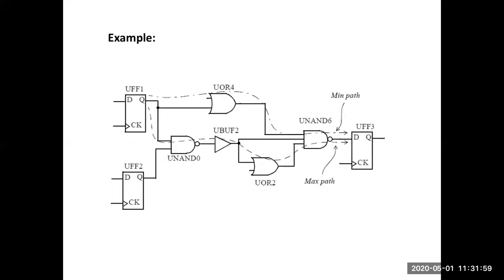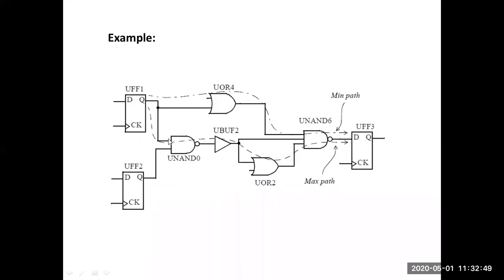We will see it with the help of an example, how we define the max path and the min path. Suppose some digital network is given to us. In this digital network, we have these two flip-flops with some inputs, and there is digital combinational logic here consisting of OR gates, NAND gate, buffer, and other gates. There is also a flip-flop at the end, UFF3. From the output of flip-flop UFF1, there is a path to the input of the next flip-flop. This path has two gates, from this node to this node.